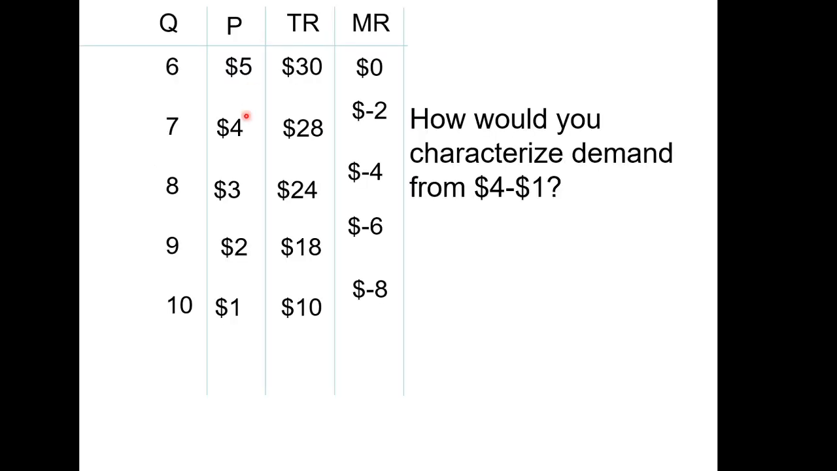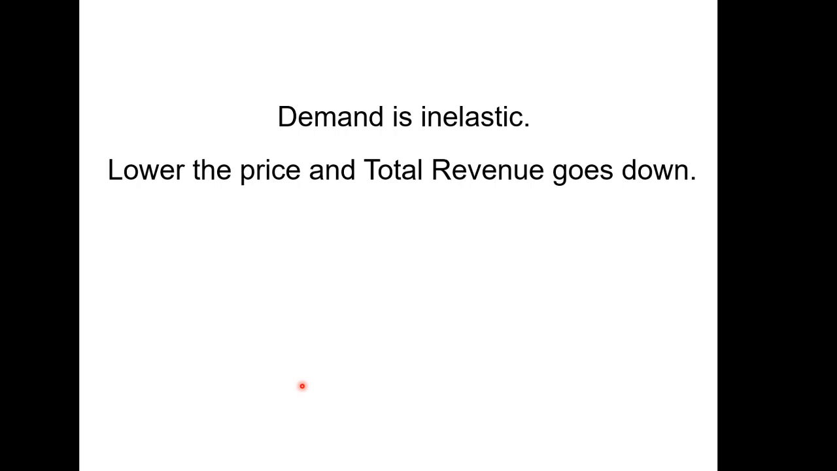Now let's add some numbers here. And what do we notice from $4 to $1? Okay, so we were at 30 at $5. Now every time I lower the price, what starts to happen? Total revenue is going down. So from here to here, price and revenue are going in the same direction. Demand is inelastic. We lower the price, revenue goes down. Same direction, inelastic. So what does a monopolist have to do in order to sell another unit?